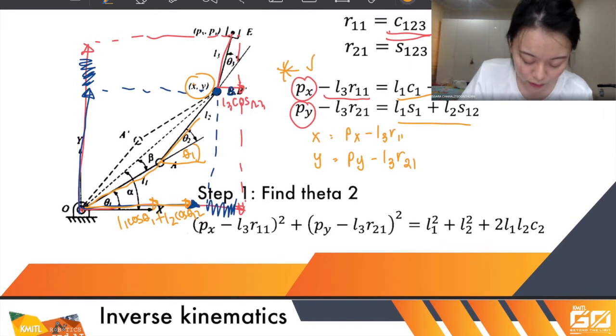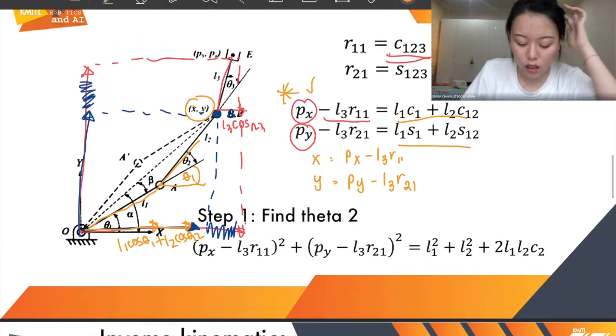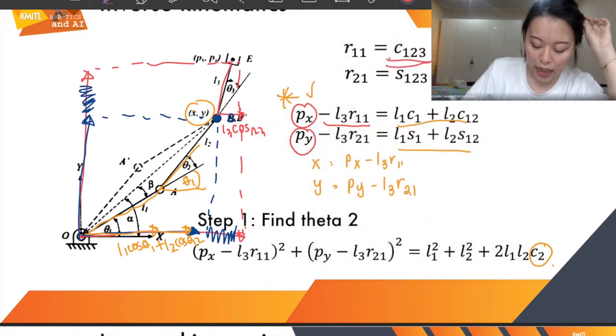And after that, for step 1, we get all the parameters that we need. So we find theta 2. How do we find theta 2? First of all, we have to make the equation have only theta 2. So how can we find these equations? I use the algebraic method.